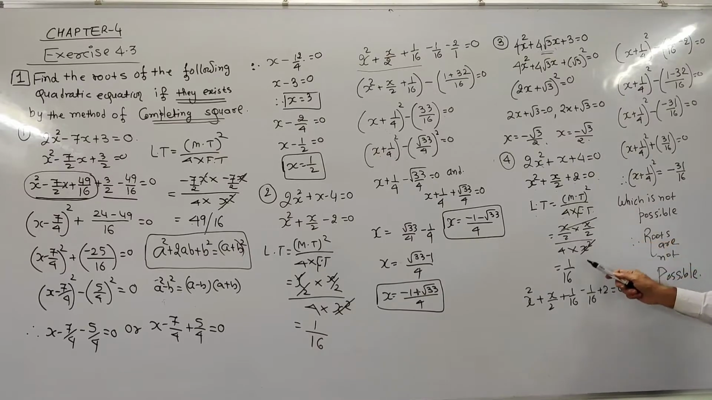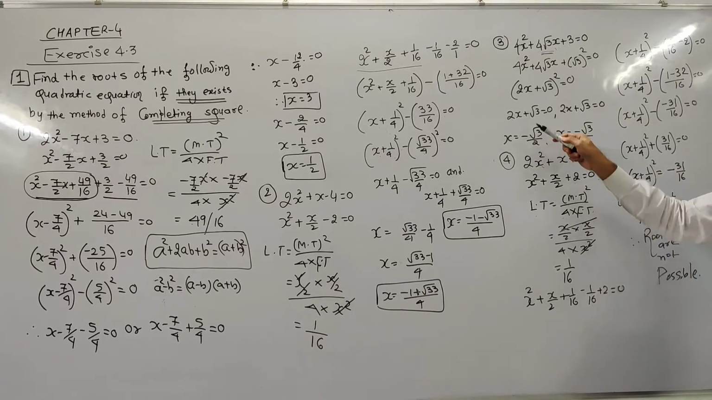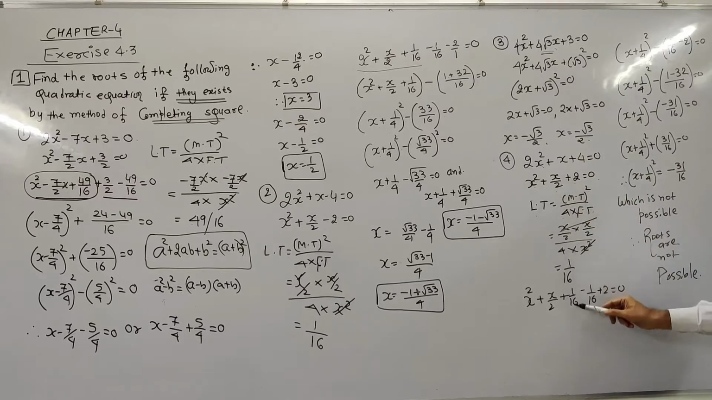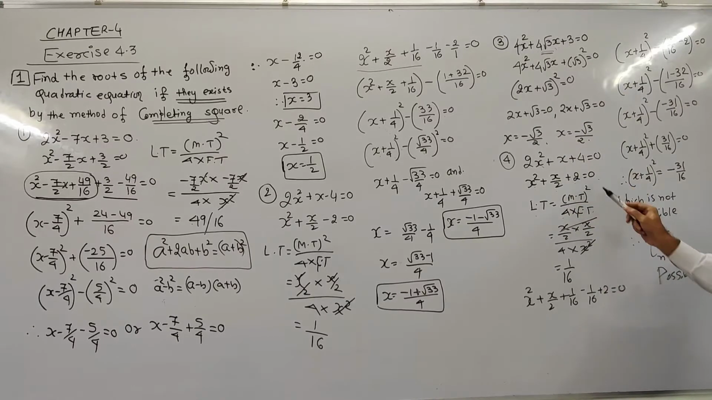So add 1 by 16 and subtract 1 by 16. So x square plus x by 2 plus 1 by 16 minus 1 by 16 plus 2 is equal to 0.